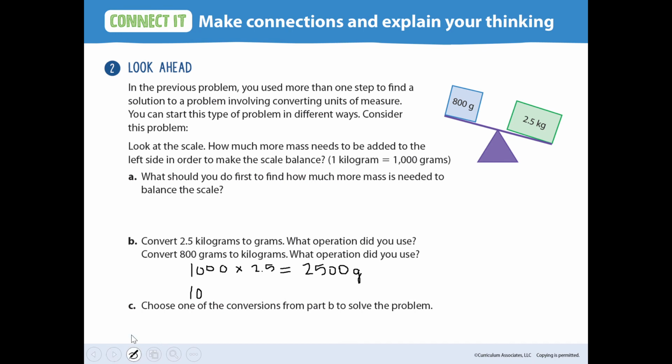let me backtrack here. Don't want to do that backwards. So rather 800, because we're starting with 800 and then we're dividing by 1,000 to get the number of kilograms. And dividing, we just move our decimal the other direction, 1, 2, 3. And so we have 8/10 kilogram. And we would use division there.